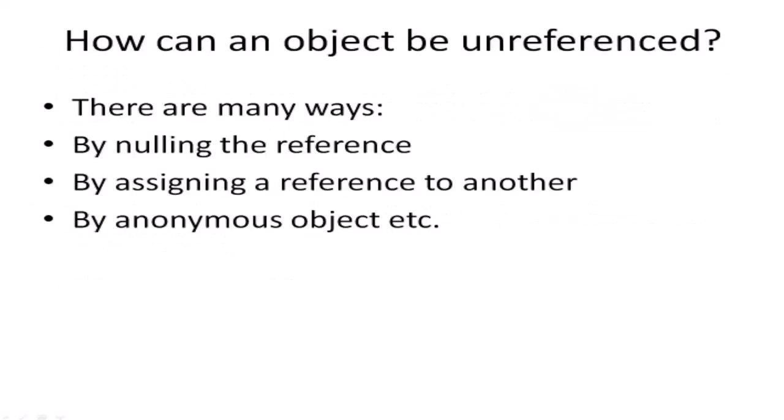So how can an object be unreferenced? An object can be referenced by using ClassName object = new ClassName. But unreferencing means you nullify the particular reference of the object, by assigning the null reference, that is, object = null. Or by assigning one reference to another, or by using an anonymous object, etc.